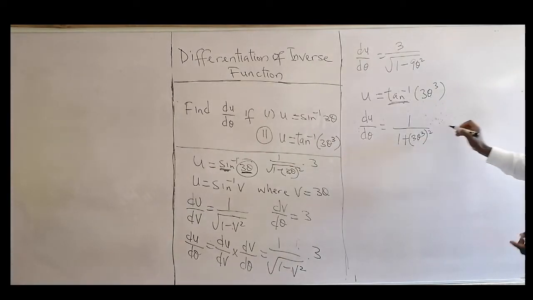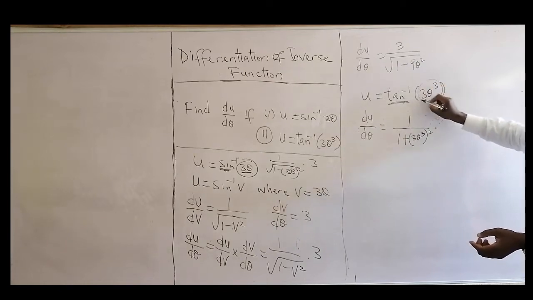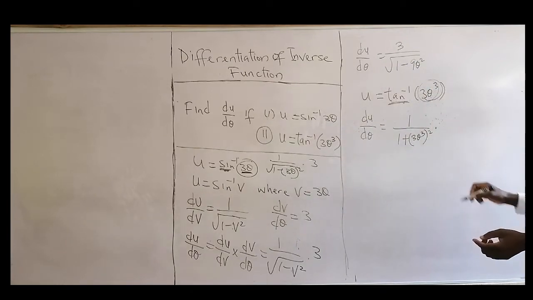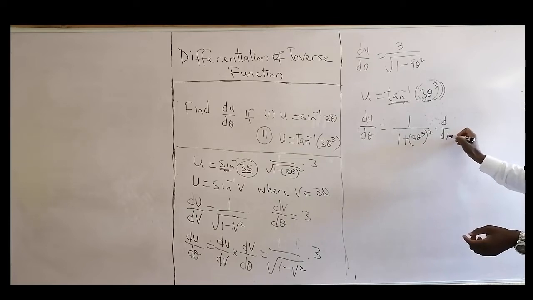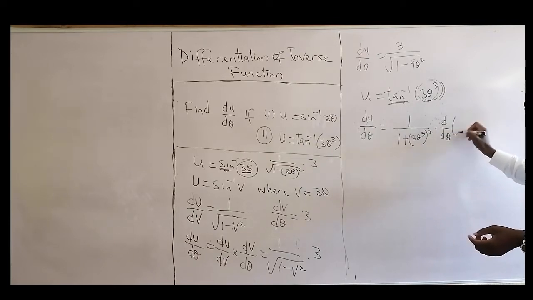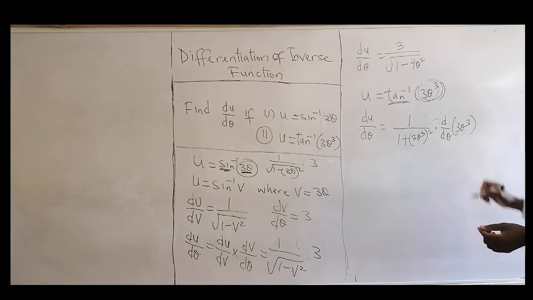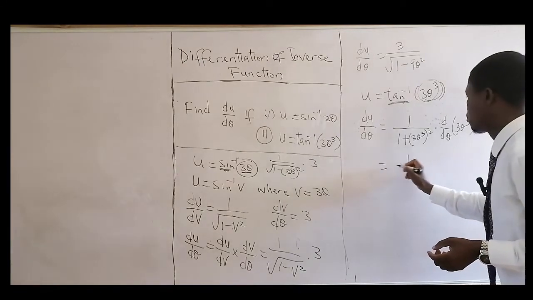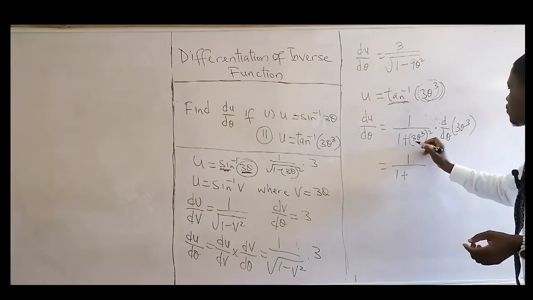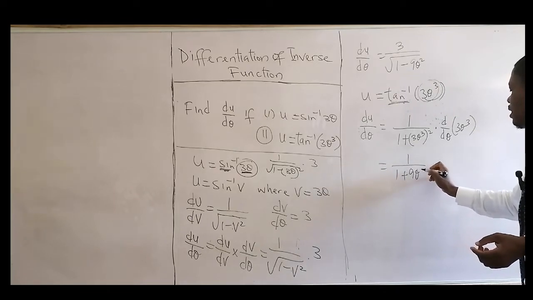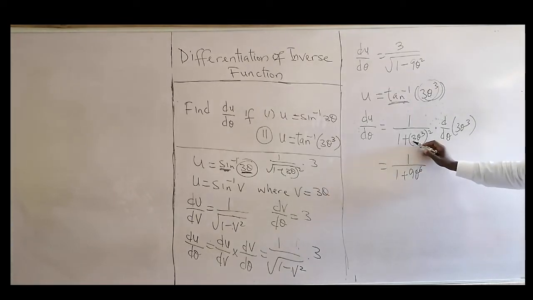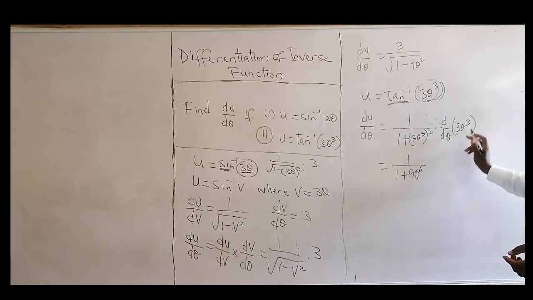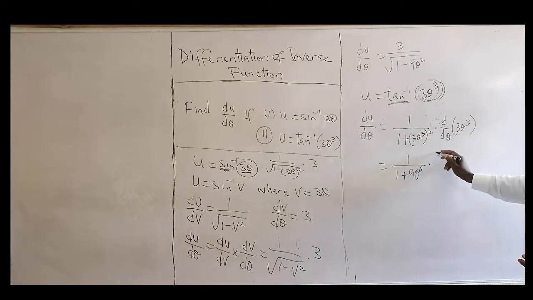Okay? And then times the derivative of this inner function, which will be equal to what? d/d theta of 3 theta to the power 3. Okay, and that will be equal to 1 over 1 plus, this will be 9 theta to the 6, 3 squared and theta cubed to the power 2. And then times this one, which will be equal to 3 times 3, that's 9 theta squared.